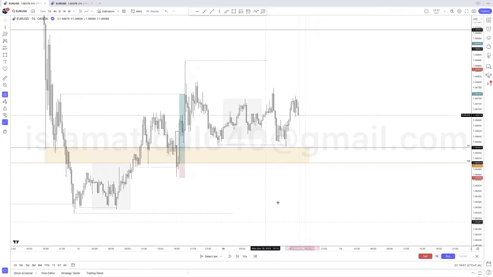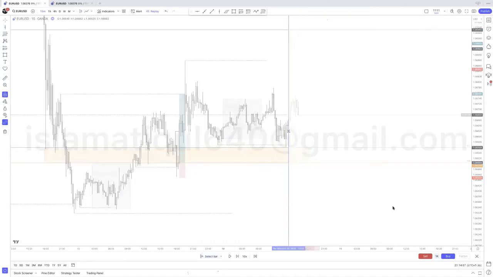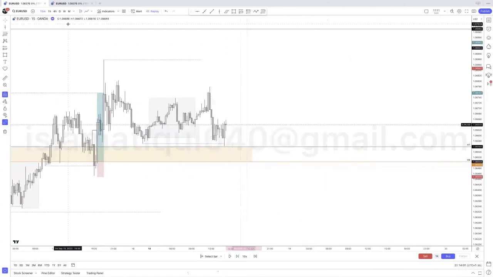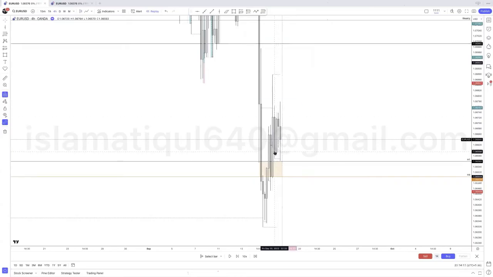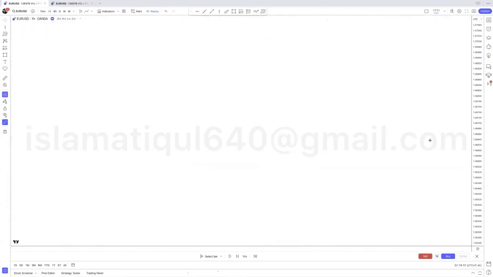I think we can take this as a tap into the zone. I'm going to take it as a tap into the zone. Check the 4-hour time frame real quick, see if we have any key levels inside of this area. I see a rejection of the sweep.